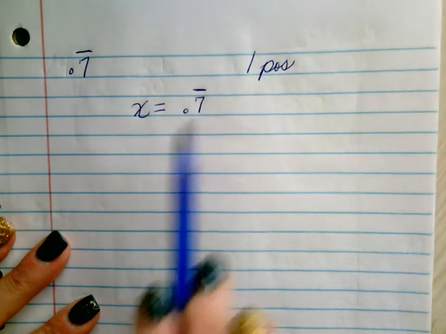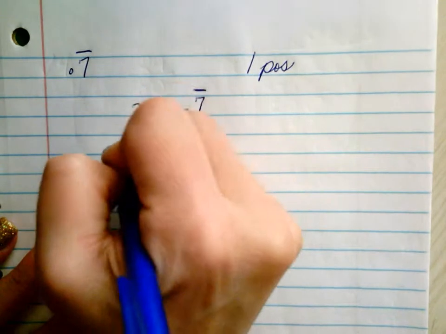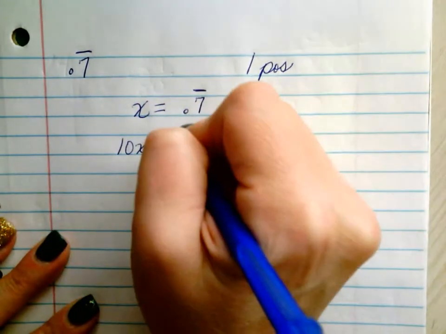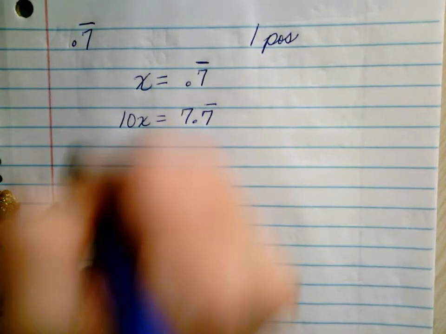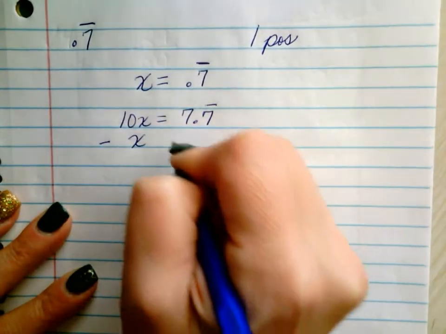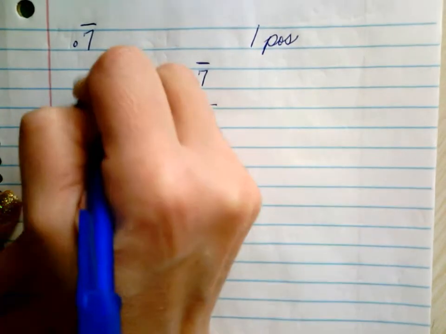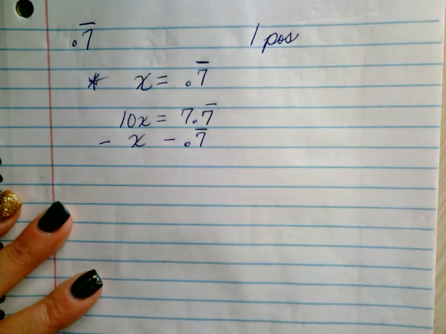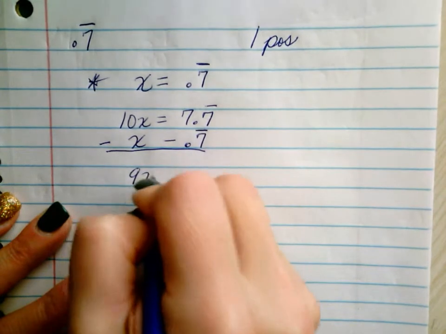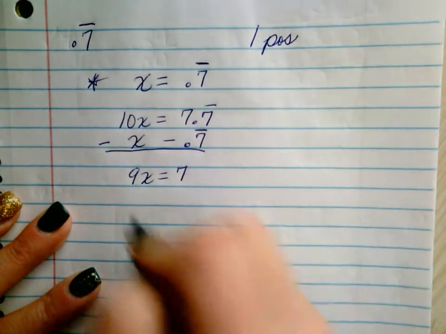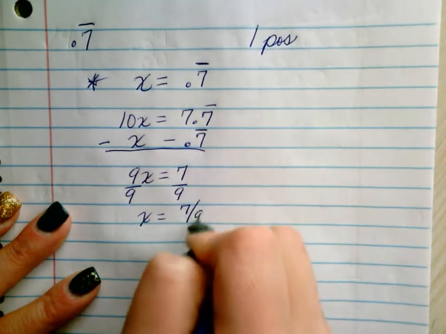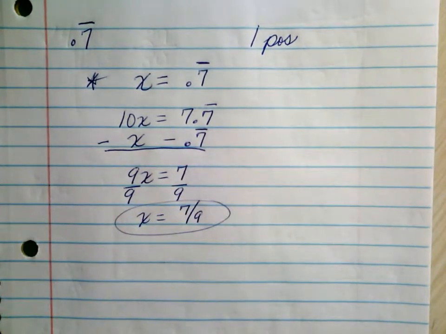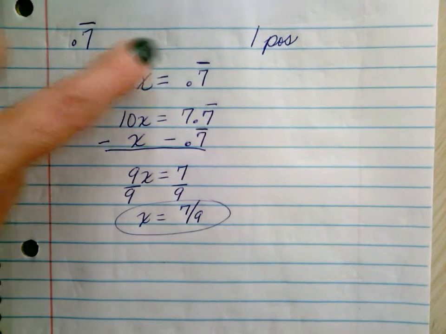We're going to multiply it by 10 to the first power, which is 10. 10x equals 7.7 with a repeater. Remove one of them. This was the one that we had. 9x equals 7. Divide by 9. X equals 7/9. Your value is 7/9. 7/9 is equivalent to that.